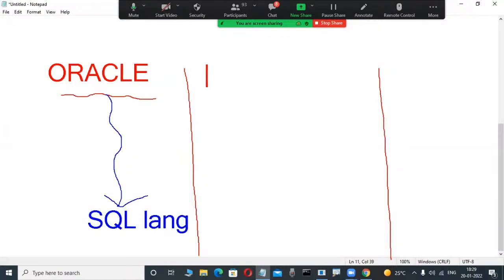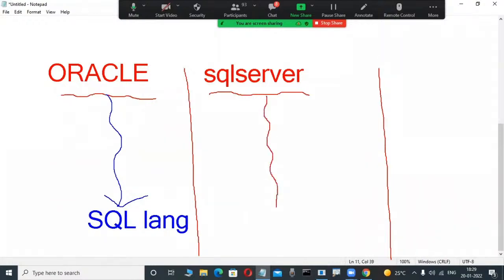That is also a relational database product, from Microsoft. That is SQL Server. Some employees are working on the SQL Server product. That is also a database product, same as Oracle, but to operate that SQL Server they use one language only. What is that language? SQL is a language.